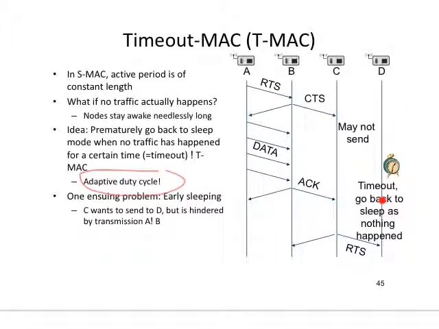But you will also find out that the throughput for the case of SMAC will be slightly more than TMAC because of situations like this. You decide to go to a sleep mode by expiring the timeout, but this decision was premature. It was not correct.